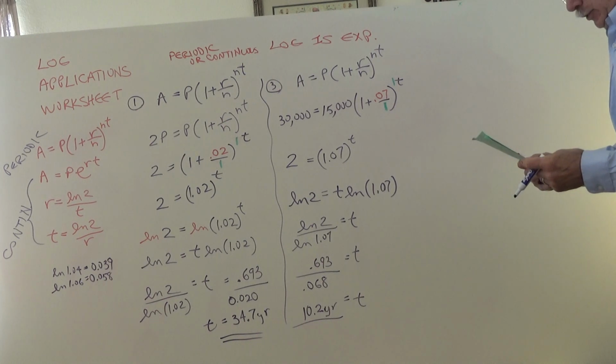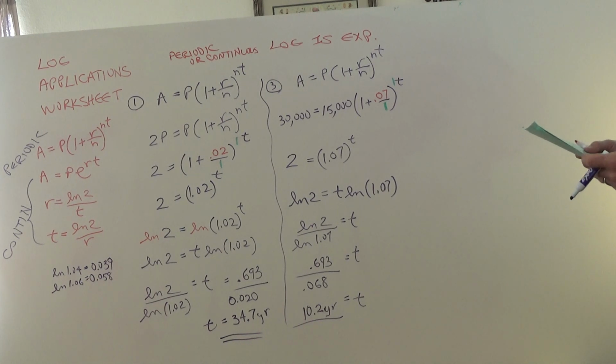Number one says, find the time for the prices in the economy to double using annual compounding, the periodic compounding, if the annual inflation rate is 2%, 4%, 6%, and then round that to the nearest 10. There are 3 different problems here. Let's take the first one.